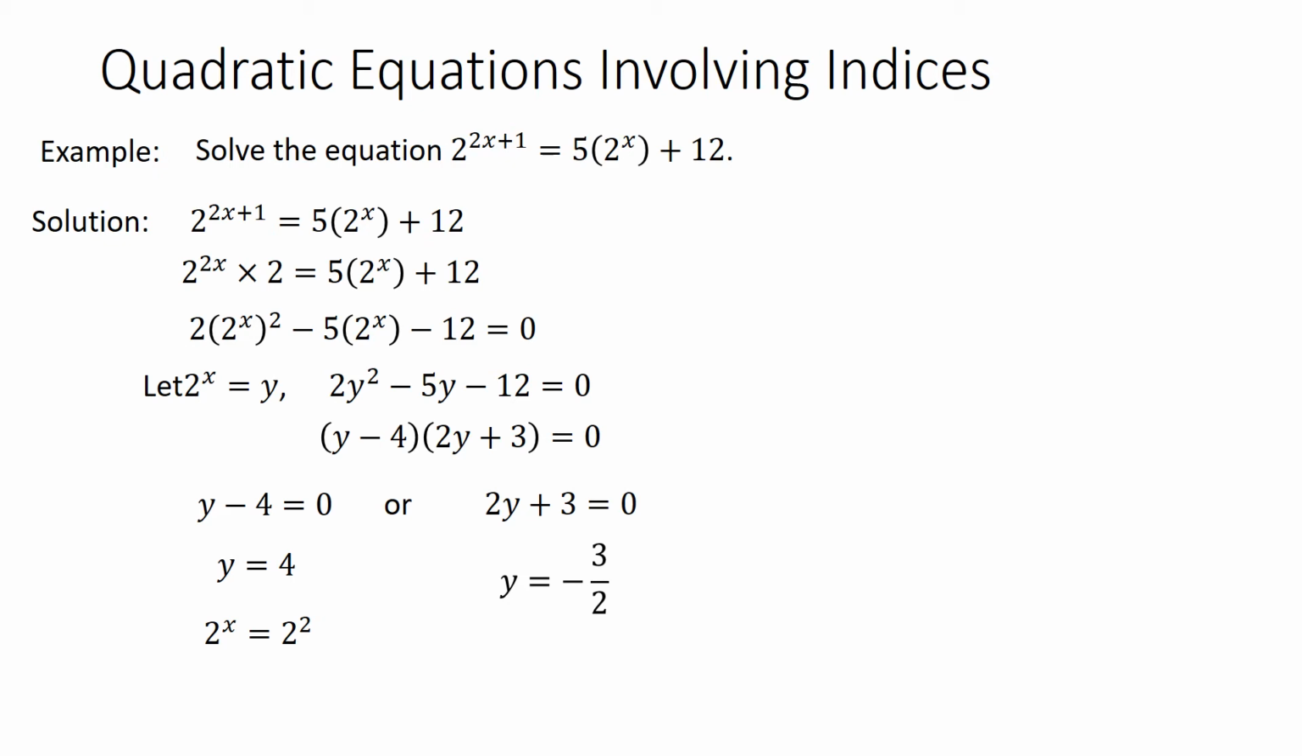We substitute back the y, becomes 2 to the power x equals 2 squared. The x will equal 2, or 2 to the power x equals negative 3 over 2, which is not possible, and we will reject this answer.